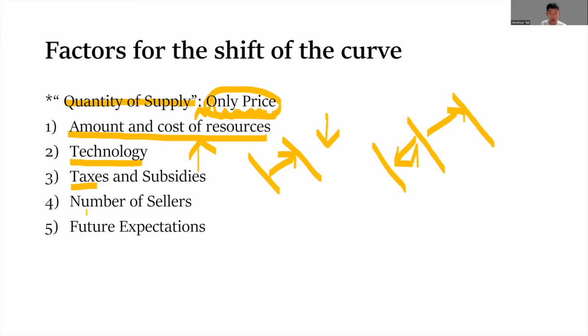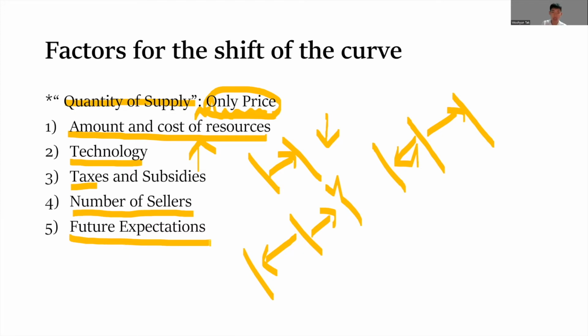The next one is the number of sellers. It's literally saying that if there are more sellers, then supply will increase, and if there are fewer sellers, then supply will decrease. We may also look at future expectations. You also should not be confused here. If the news says that the price will go up in the near future, then the sellers' current supply decreases because they can get more profit when they wait and sell in the near future, and vice versa.